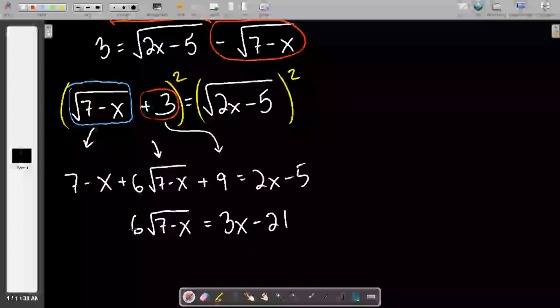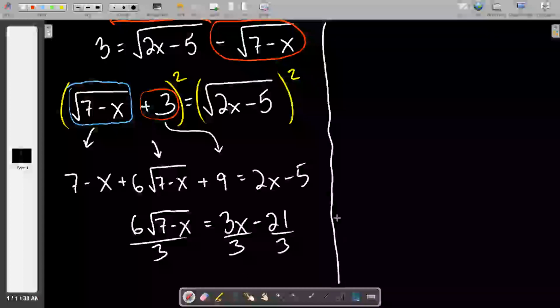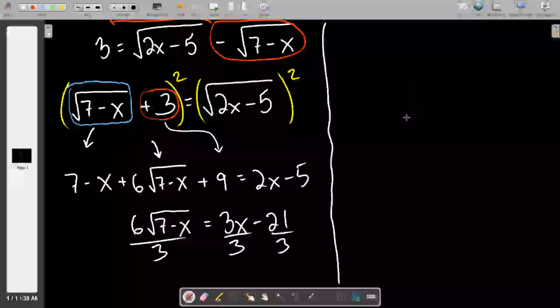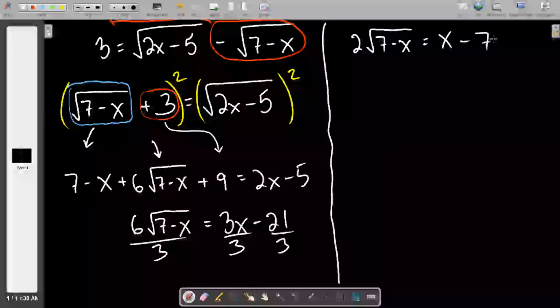So what it's going to look like is right here, I divide by 3. Here, I divide by 3. Here, I divide by 3. And I'm left with this. I'm going to draw a little curtain and head over here to the east side of the curtain. I'm going to have 2 of the roots equal to x minus 7. And now, what do we do? Square both sides.